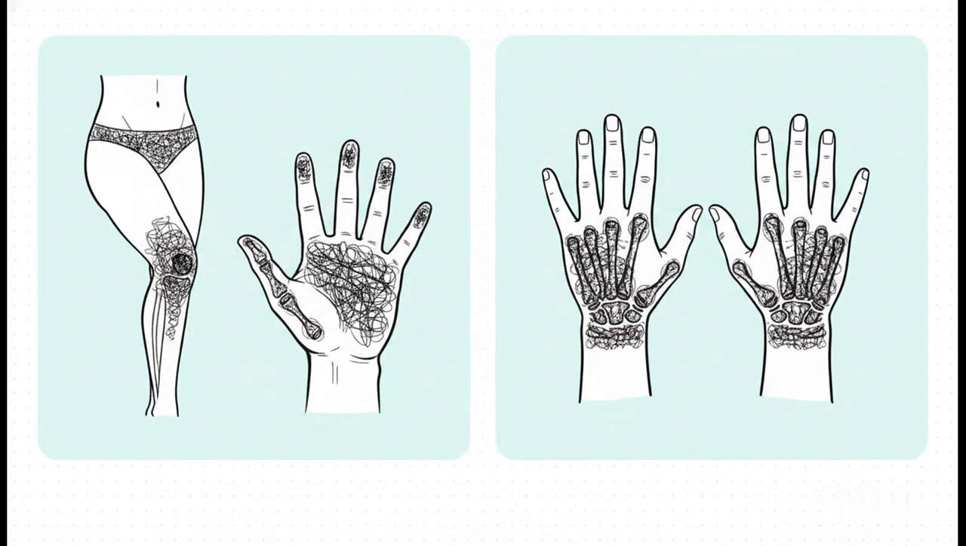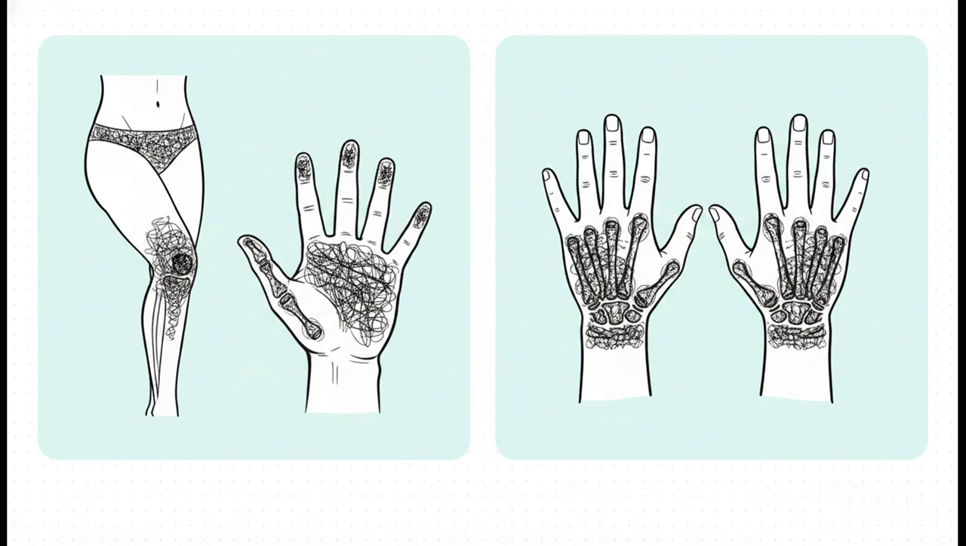Joint distribution is your next major clue, and it's kind of like a map for your diagnosis. Osteoarthritis loves weight-bearing joints. Think hips and knees. And in the hands, it specifically targets the distal DIP joints and the carpometacarpal joint of the thumb. Plus, it's frequently asymmetrical. Rheumatoid arthritis, though, classically presents as a symmetrical polyarthritis, both sides.